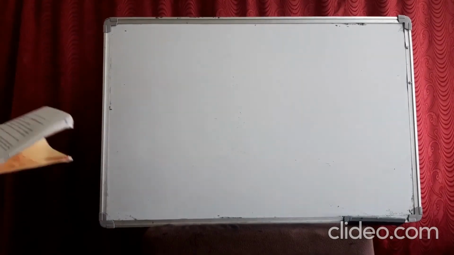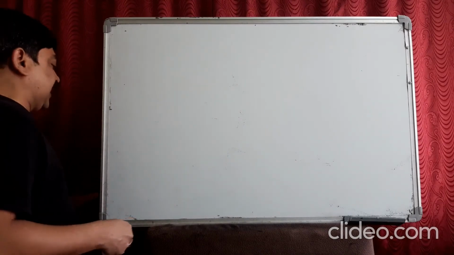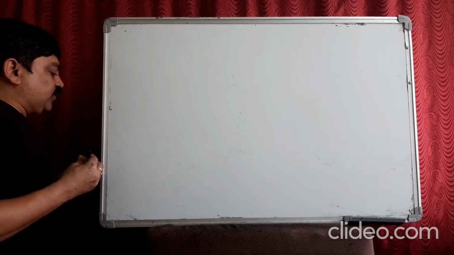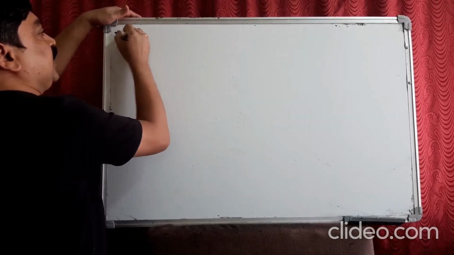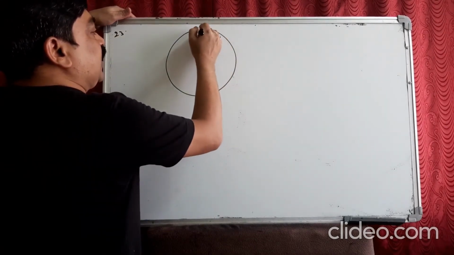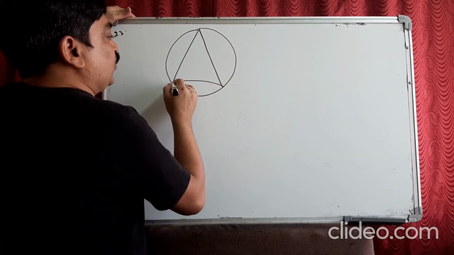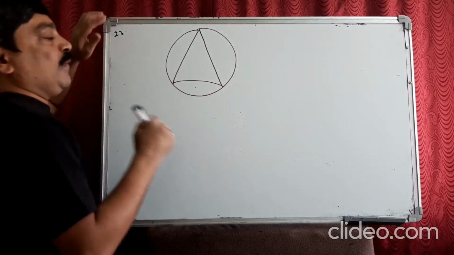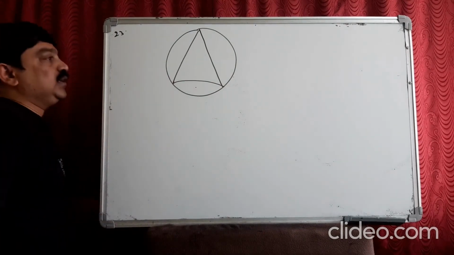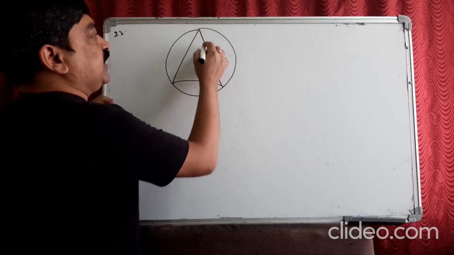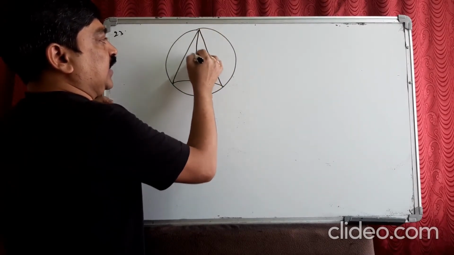See, the next question, 23: the volume of the largest cone inscribed in a sphere of radius capital R is 8 by 27 of the volume of the sphere. So there is a sphere here, and a cone is inscribed in it. I told you when an object is inscribed in another object, the outer object is constant. Here the cone is inscribed in a sphere, so the sphere is constant and the radius is R, capital R.